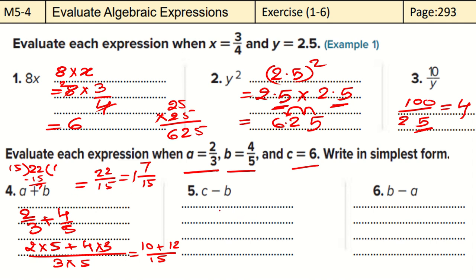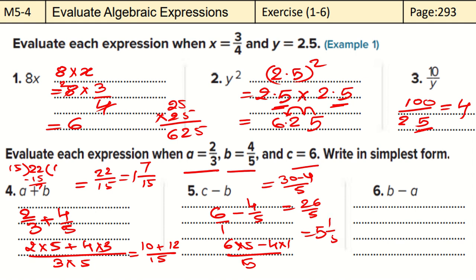Okay. Now same here, value of C is 6 minus value of B, which is 4 upon 5. So we don't have any denominator with 6, so write it here as 1. So 6 multiply by 5 minus 4 multiply by 1 over 1 multiply by 5, which means 5. I am writing here next. So 30 minus 4 over 5 means 26 over 5. Divide again because it is again an improper fraction. So it will be 5 whole 1 over 5.